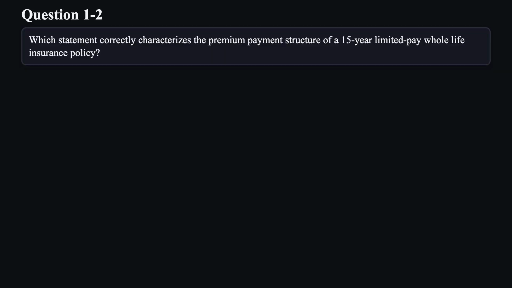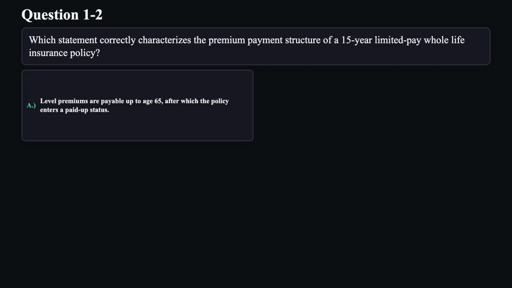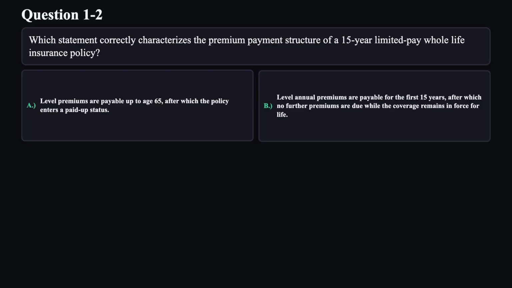Question 2. Which statement correctly characterizes the premium payment structure of a 15-year limited pay whole life insurance policy? A. Level premiums are payable up to age 65, after which the policy enters a paid-up status. B. Level annual premiums are payable for the first 15 years, after which no further premiums are due while the coverage remains in force for life.